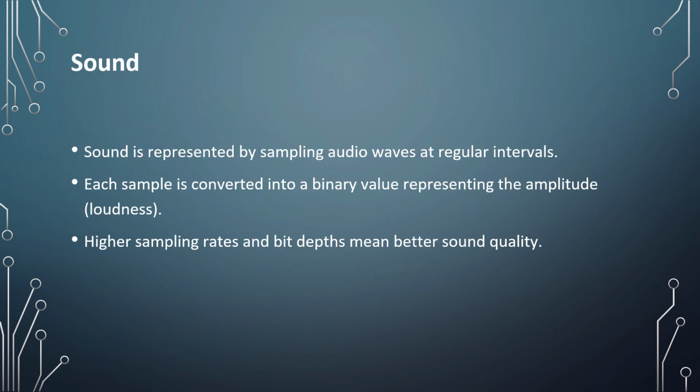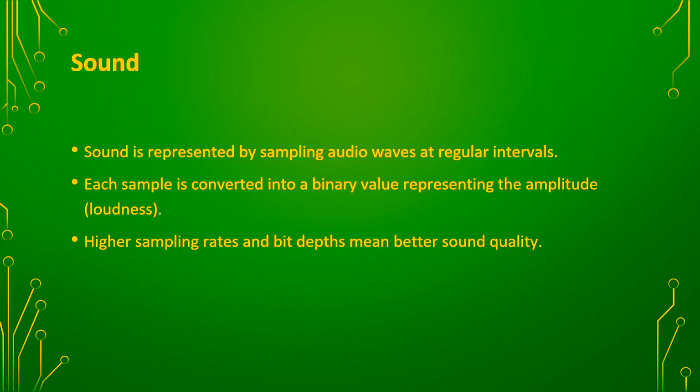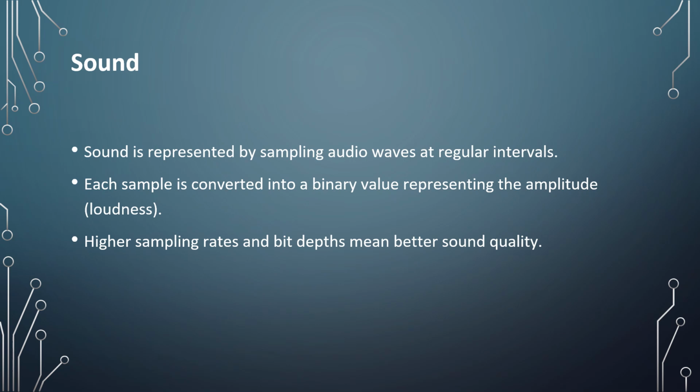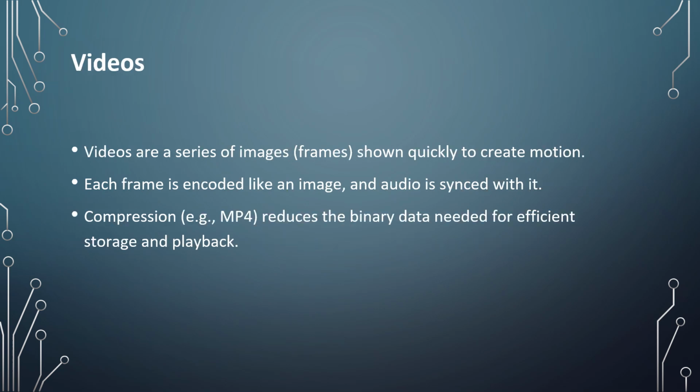Sound is represented by sampling audio waves at regular intervals. Each sample is converted into a binary value representing the amplitude, also known as the loudness. Higher sampling rates and bit depths mean better sound quality. Videos are a series of images or frames shown quickly to create motion. Each frame is encoded like an image and audio is synced with it. Compression, e.g. MP4, reduces the binary data needed for efficient storage and playback.